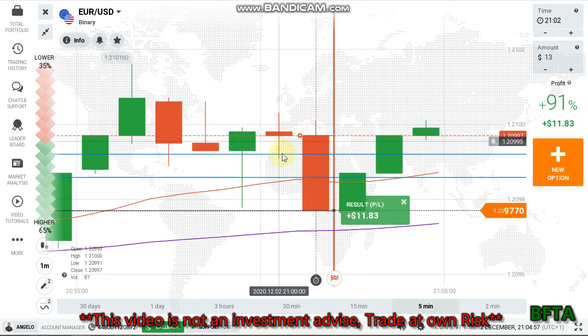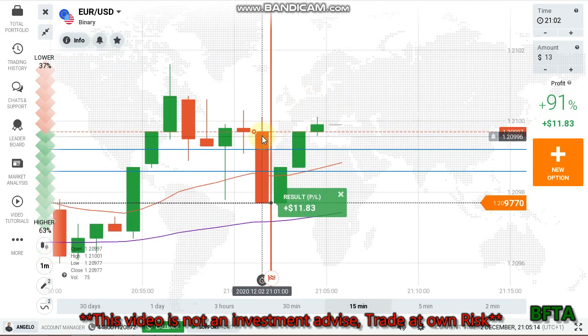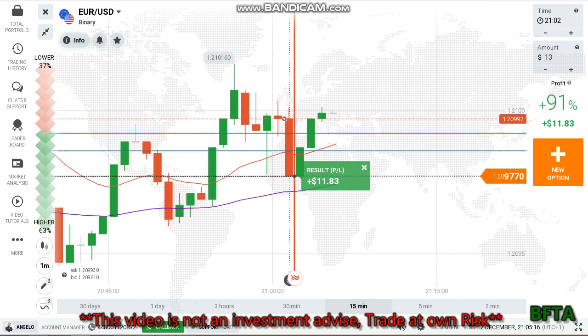So when I place a put option, this candle also got rejection from this level, this area of support. So sellers will enter because it's still far from this area, and this is a sign of reversal, and it seems the market is trying to go down here. Okay, so that's why I place a put option.